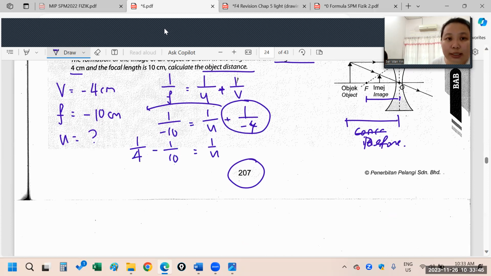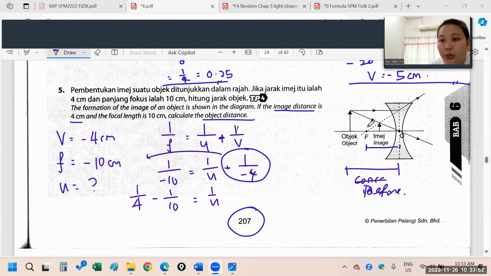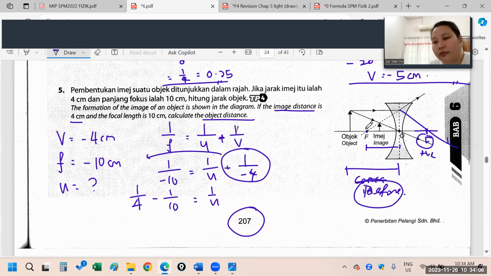Then just press calculator. Why is F negative? Because if we use the F after the lens, it is positive. But now it's diverging light, so we use the F in front of the focus point. So it's negative F. Yeah, very good. Any question from us?